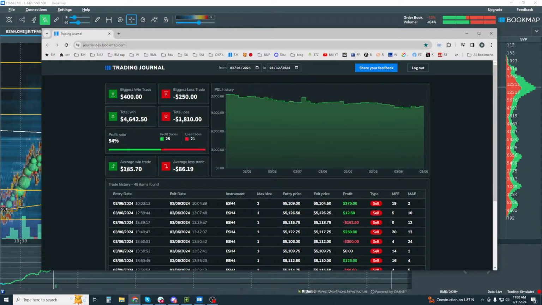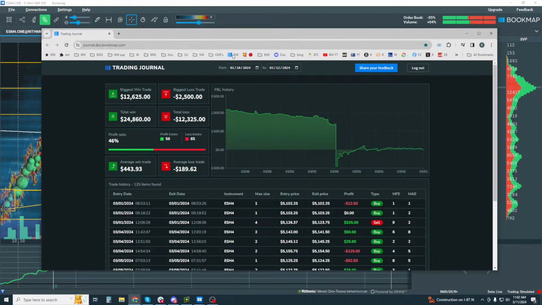Okay, so I should see a sloping curve here to the upside. And why is it showing to the downside? Let's redo this here. Okay, something's screwy in here. Okay, this is not right. I don't know why it does this.